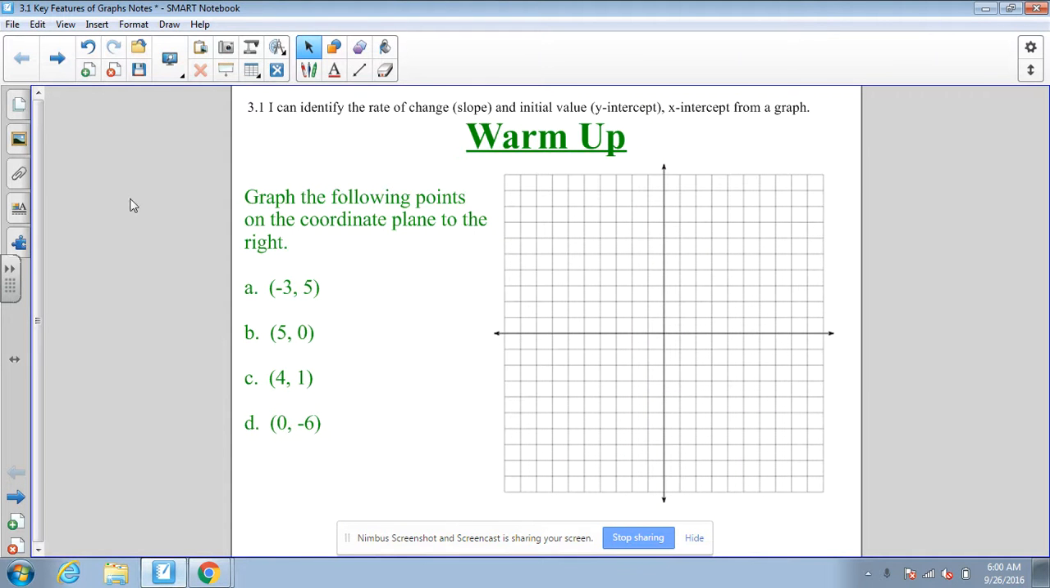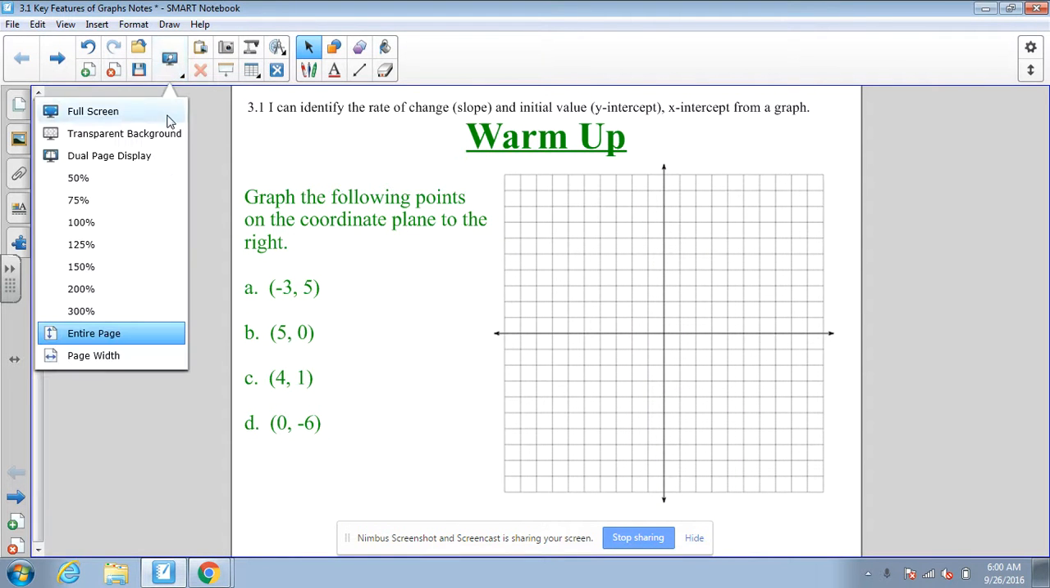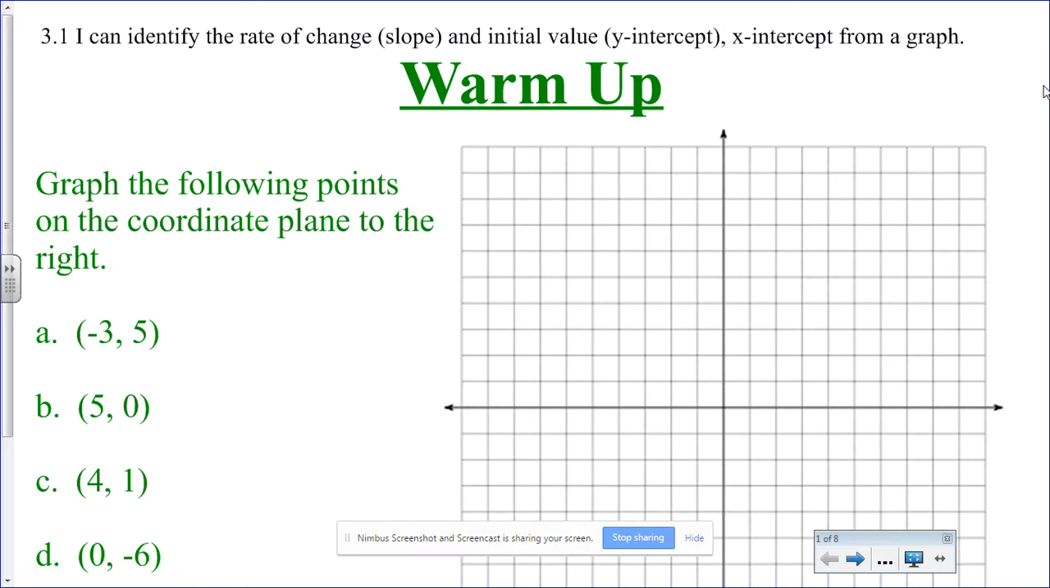Today we're going to start talking about graphing. For the warm-up today, I want you to go ahead and plot the 4 points on the graph that is to the right. Go ahead and hit pause until you have that done, and then once you're ready to check your answers, hit play again.